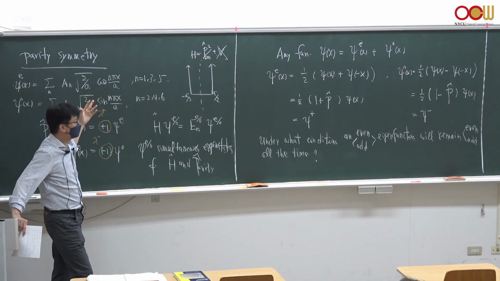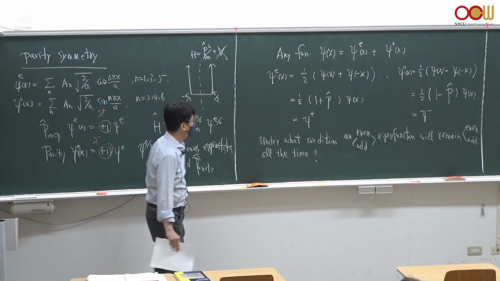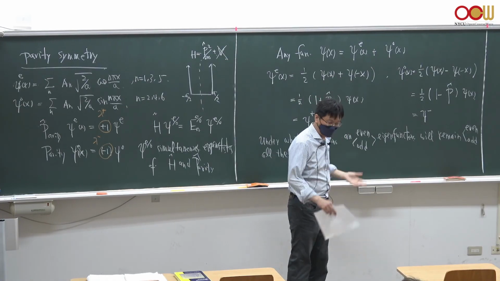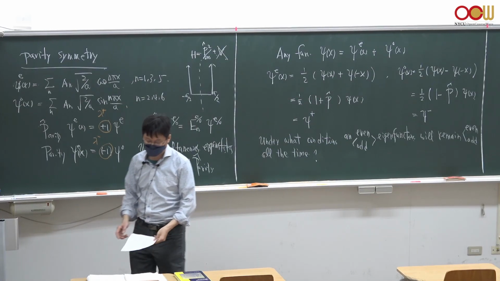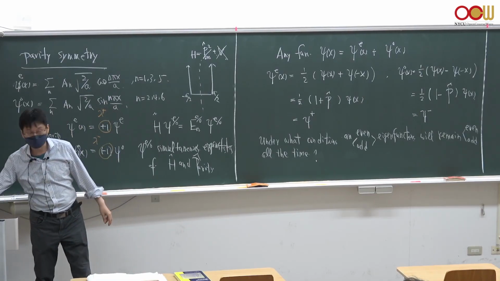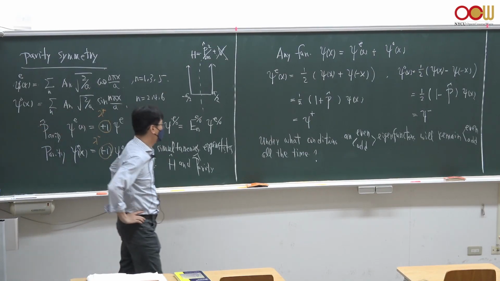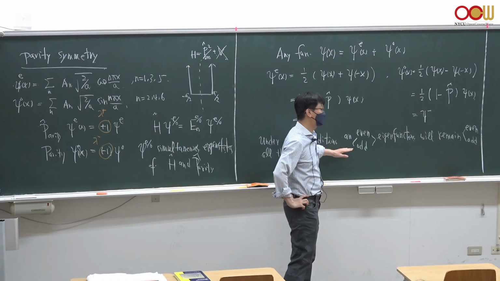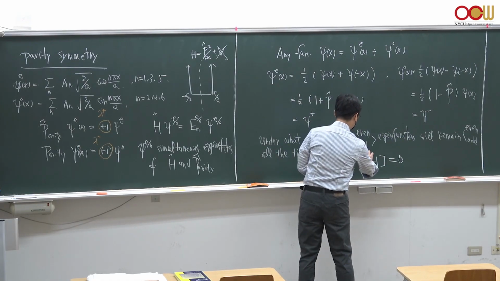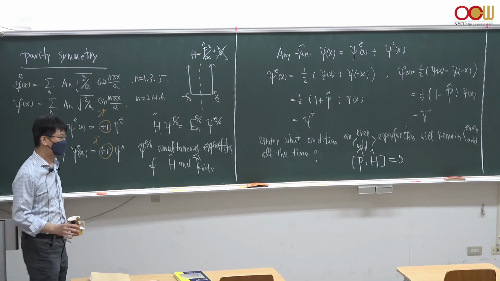So it's clear. But in general, I would like to formulate the condition under which even eigenfunctions will remain even all the time. I mean, if the Schrödinger states evolve in time, this even eigenstate cannot evolve into the odd eigenfunction, and vice versa. So we will figure out the condition to satisfy these properties. And the condition is that the commutator between the parity operator and the Hamiltonian vanishes, that is, they commute. See you on Wednesday.